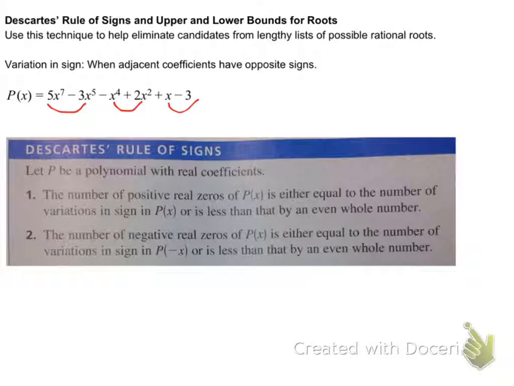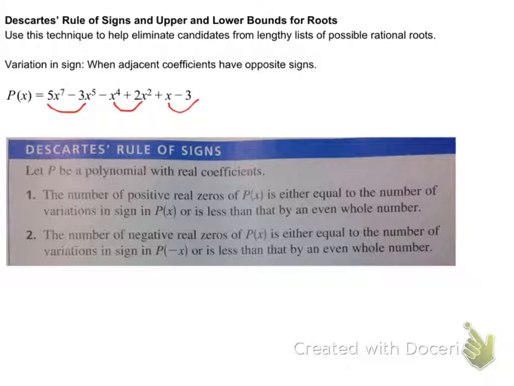And so Descartes finds this rule that works, and it's really kind of cool. It says, let P be any polynomial with real coefficients. You're not going to have imaginary numbers as your coefficients. First of all, that wouldn't be a polynomial. So, first thing, you can determine the number of possible positive real zeros is either equal to the number of variations in sign, or is less than that by an even whole number. So you have to subtract 2, subtract 4, or subtract 6.